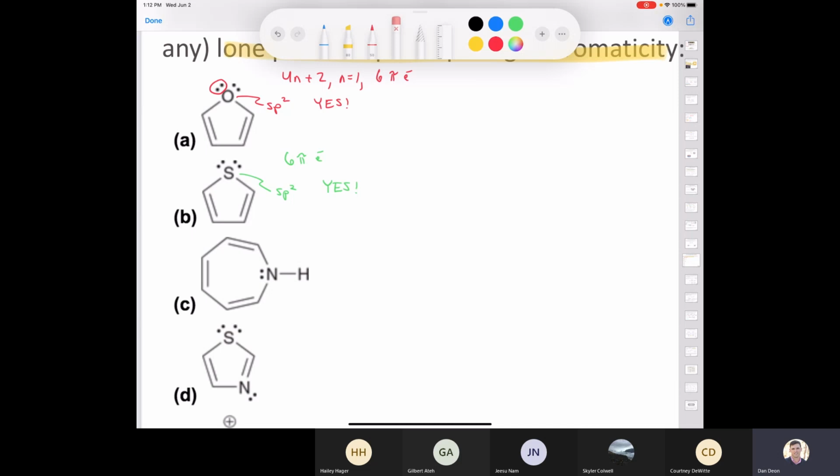So with that in mind, my question is to you: would this lone pair, where's my blue pen? Would this lone pair participate in aromaticity? Yay or nay?